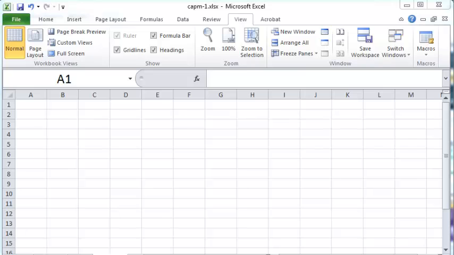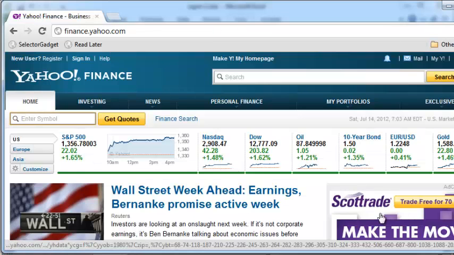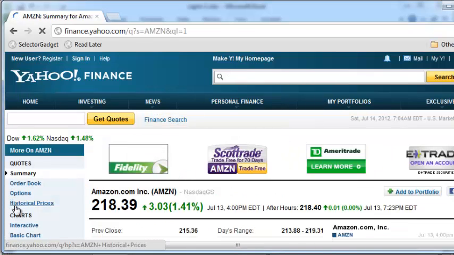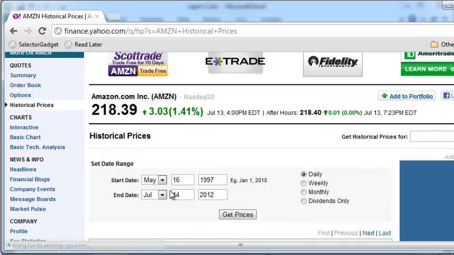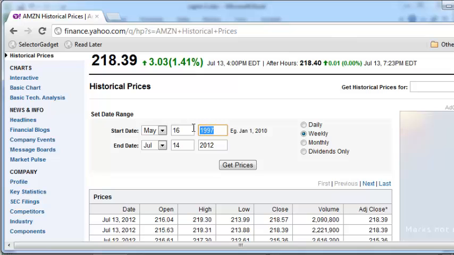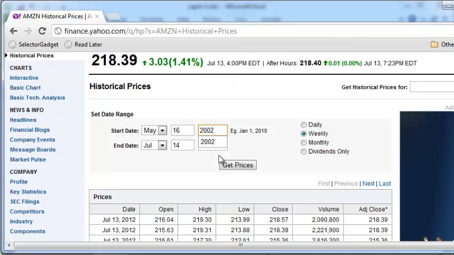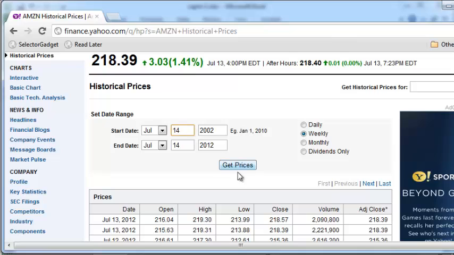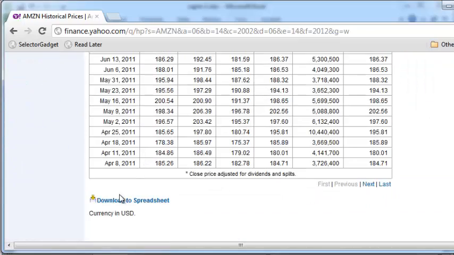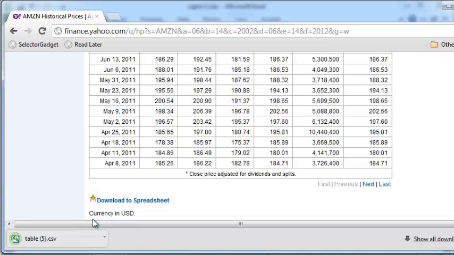So let's get started and download some data from Yahoo Finance. I'm going to download Amazon stock information. So if you go to historical prices and select weekly from, let's say, July 14th, 2002 to July 14th, 2012, get prices, and go all the way down, download the spreadsheet.